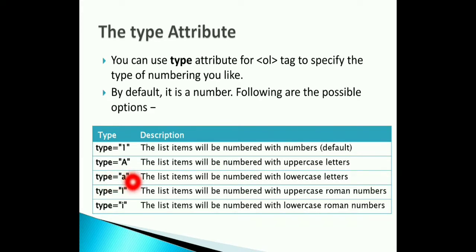Type equal to A: when we set type equal to A, the list items will be numbered with uppercase letters. When we set type equal to small a, the list items will be numbered with lowercase letters. When I set type equal to capital I, the list items will be numbered with uppercase Roman numbers. When I set the value of type to small i, then the items will be numbered with lowercase Roman numbers. Fine.